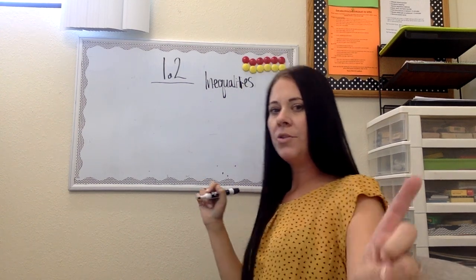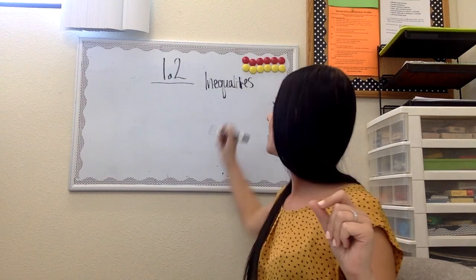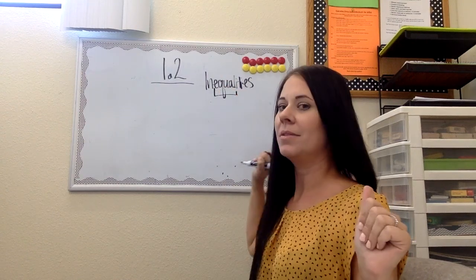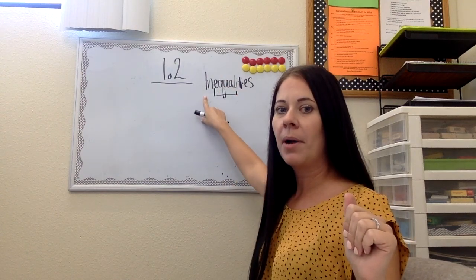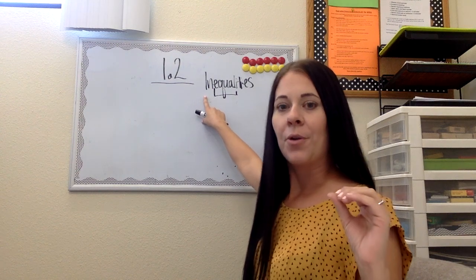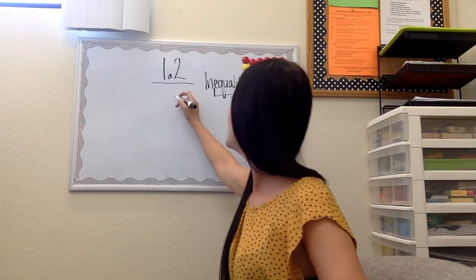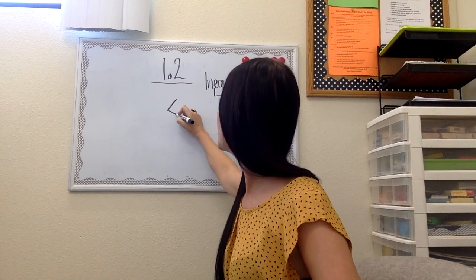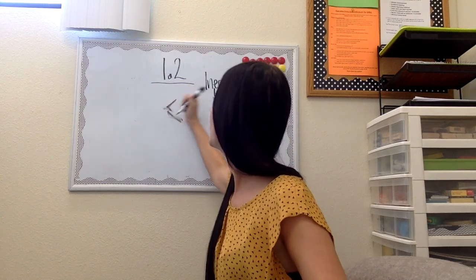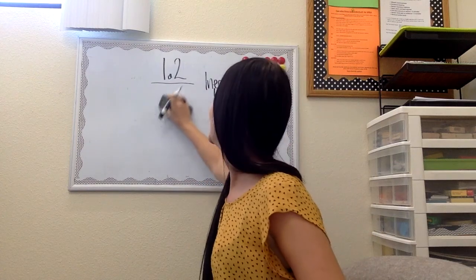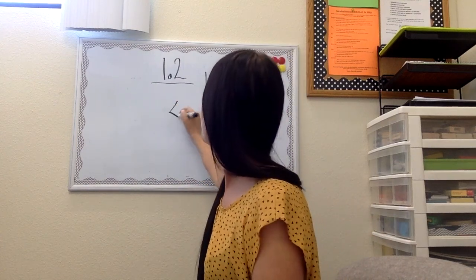So what word do you see in inequalities? Equal. But because of this word part right here, we know they're not equal. So instead of an equal sign, we have these. And we're going to stick with these two. I'm sorry, that came out ugly. Let's fix that. We have this and this.